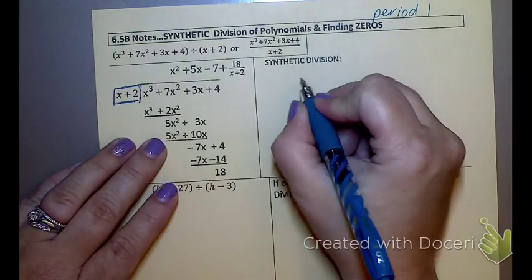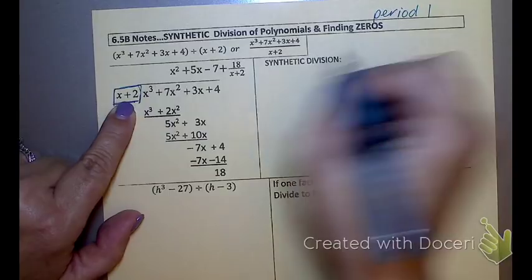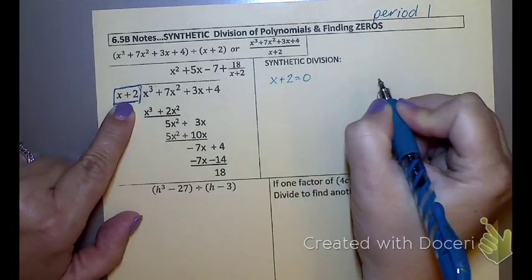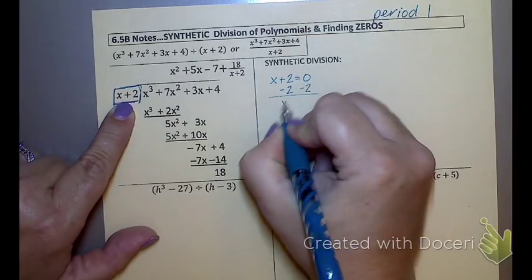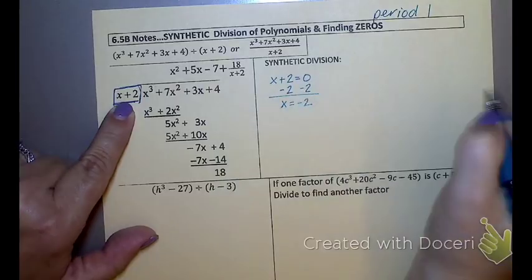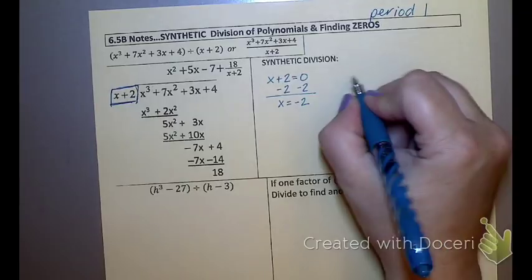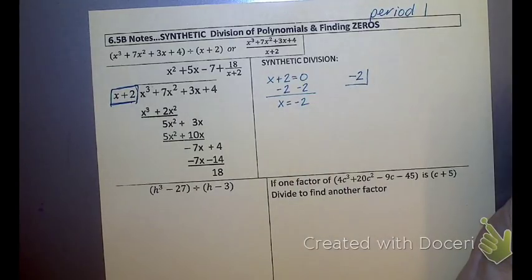So here's what I'm going to do. I'm going to take this right here, and if I were to set that equal to 0, and I solved for x, I would get x equals -2. That's called my box number. Not officially, that's just what I call it. So I'm going to take -2 and put it in its own little box here. Kind of a half box.